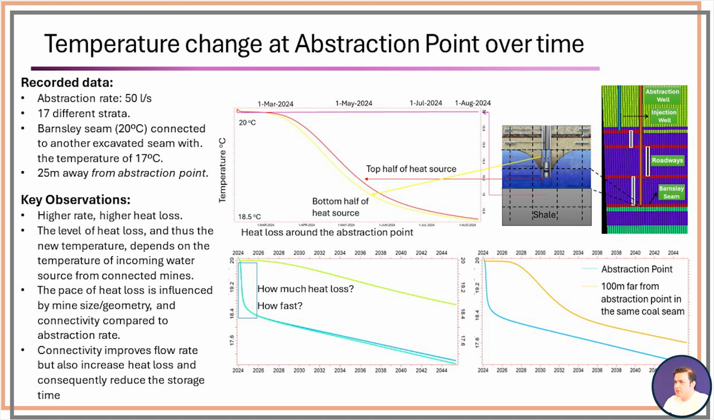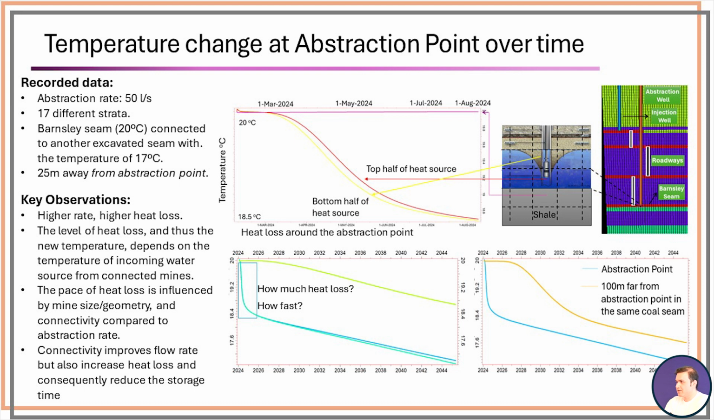Basically, during the flow modeling, we understood that the majority of replacing water is coming from other parts of the same seam, or from the other connected seams, rather than from aquifers. And because of that, imagine if you're connected to a very shallow seam directly with a temperature, let's say 8, 9, 10 degrees colder than your hot source. When the water arrives here and they mix together, you lose a lot of heat.